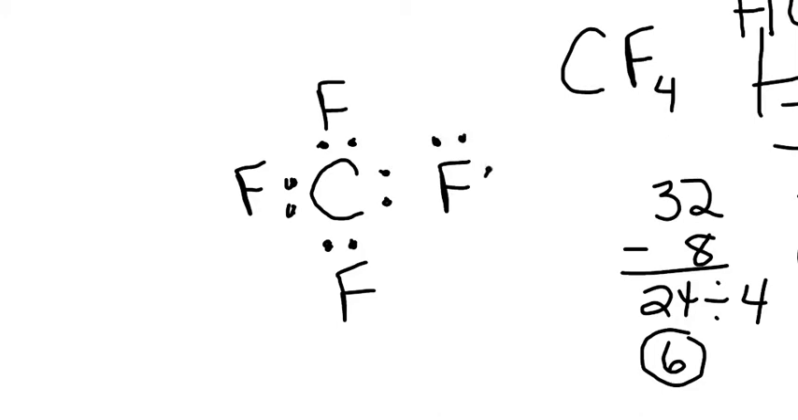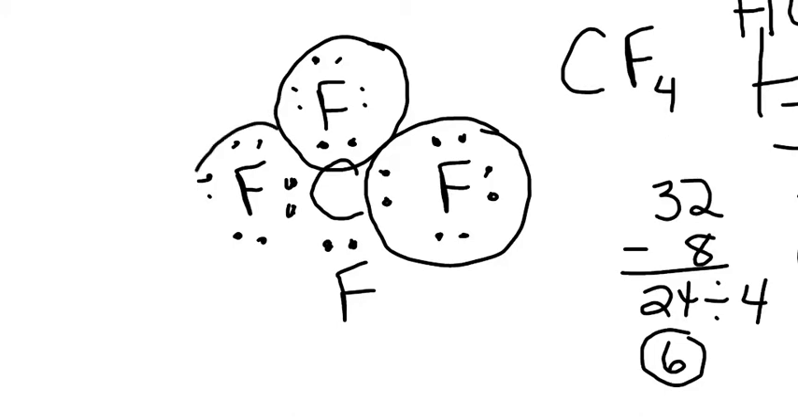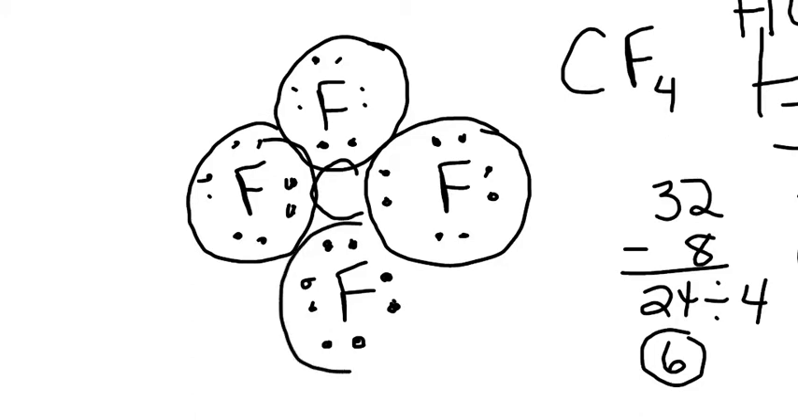There's 2, 4, 6, and that fluorine now has 8. 2, 4, 6, and now that fluorine has access to 8. 2, 4, 6, for the next one. Let's make that one a little bit better, and that one too. And there's 8.